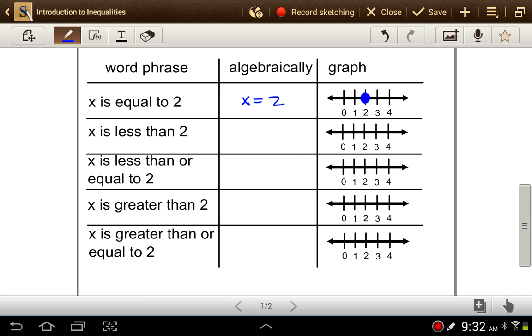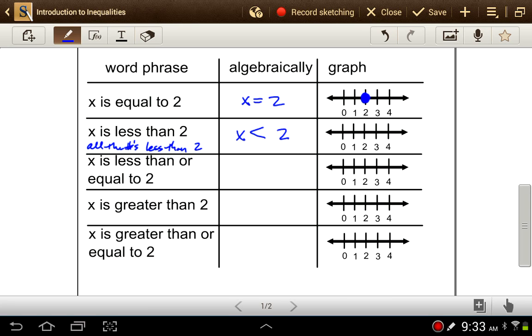If I move down to my next word phrase, x is less than 2, so I would put x is less than 2. That is the less than symbol. X is representing all of the numbers that are less than 2. That's what this stands for. X is less than 2 is all the numbers less than 2. So that would be like 1, 0, -1, and so on.